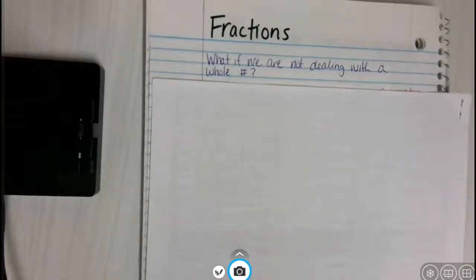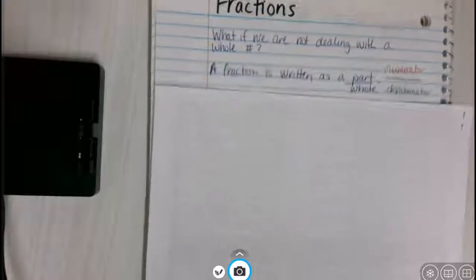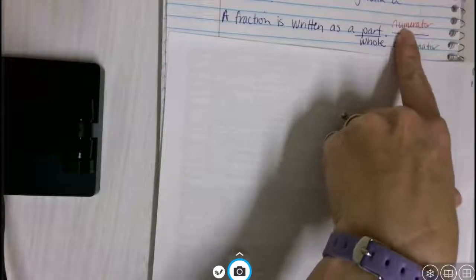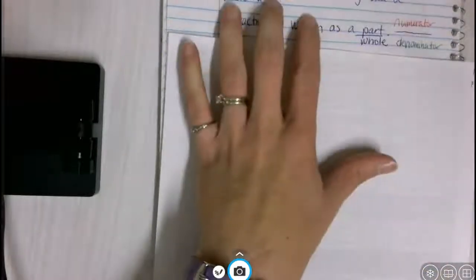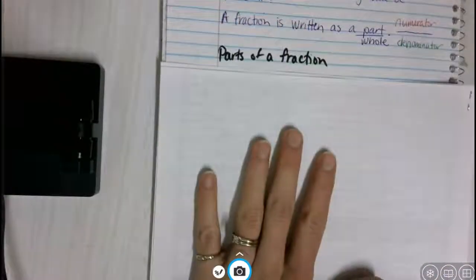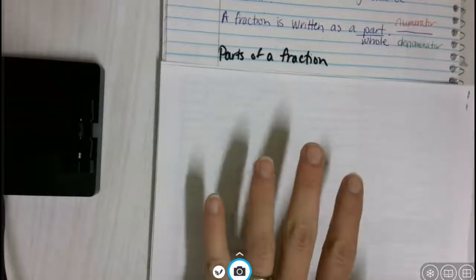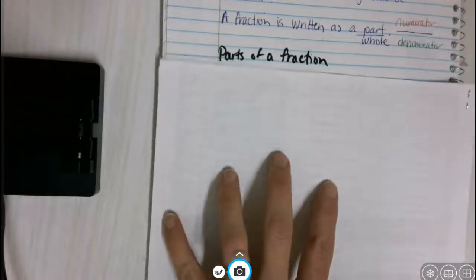Okay, so we've been looking at whole numbers, both positives and negatives. So now what if it's not a whole number? That's what we're dealing with when we're dealing with a fraction. So a fraction is written as a part out of a whole. Okay, so the whole number becomes our denominator, and the numerator is the part of the pieces, how many of them we have. So now we're going to show a couple of examples of that. So we're looking at the parts of a fraction. Remember, this is one of your main learning targets.